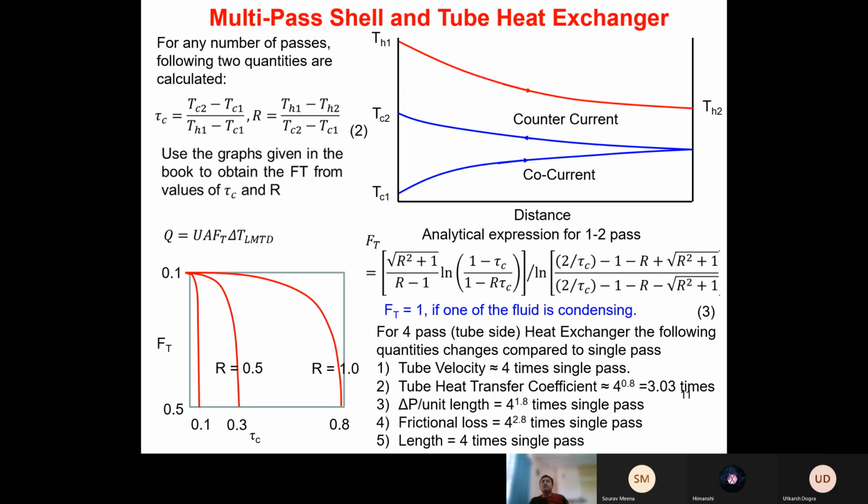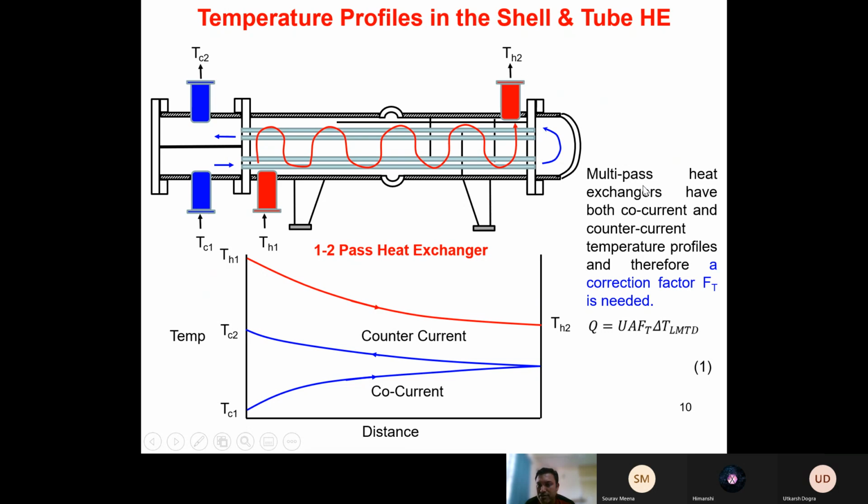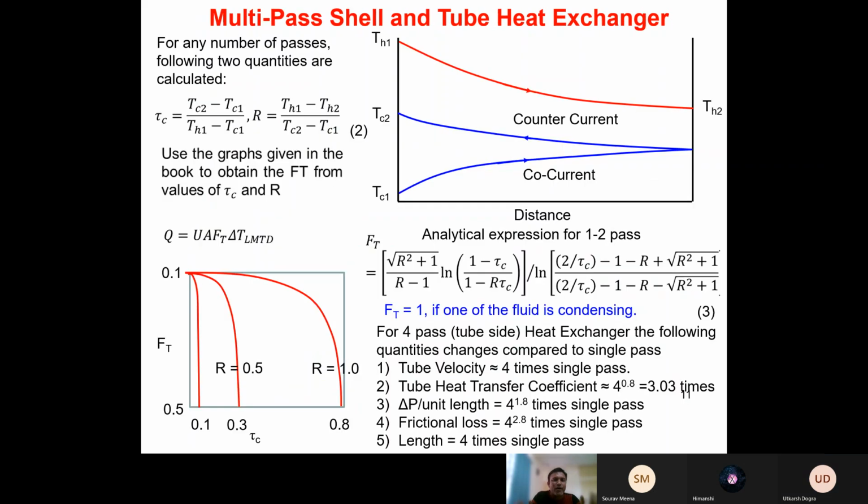So typically, when I am saying a multi-pass heat exchanger, what do I mean by multi-pass? This 1-2 pass heat exchanger is a multi-pass because here one shell side pass is there and two tube side passes are there. Similarly, I can have a 2-4 shell and tube heat exchanger. So two shell side passes and four tube side passes can be there, isn't it? All such heat exchangers are called multi-pass heat exchangers. Okay? Does it make sense to everyone? Yes, sir.